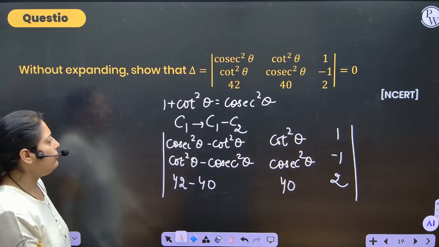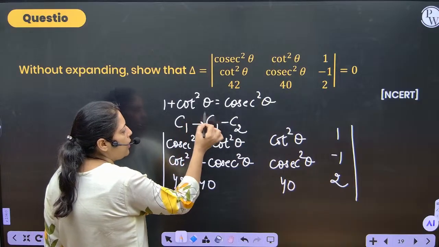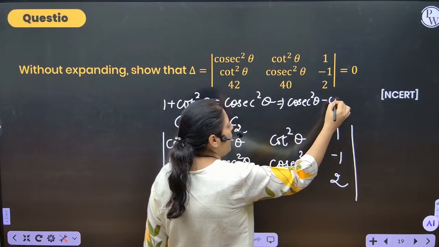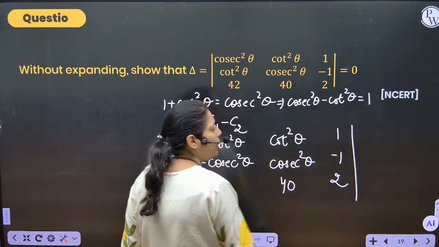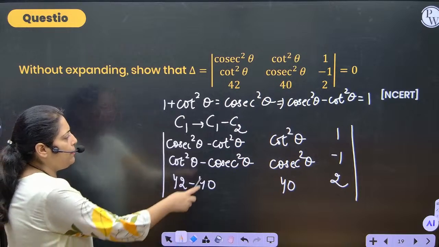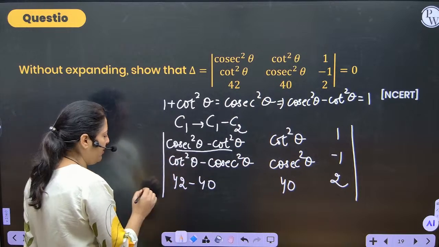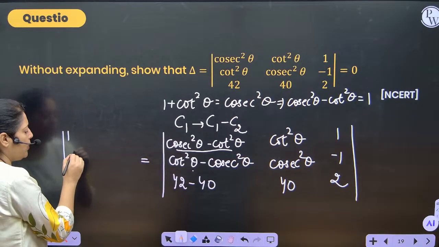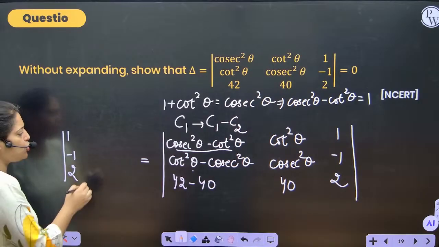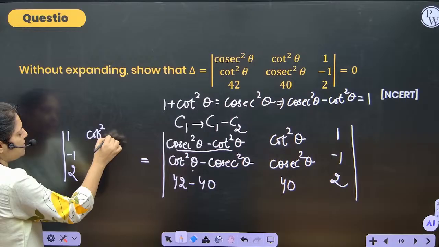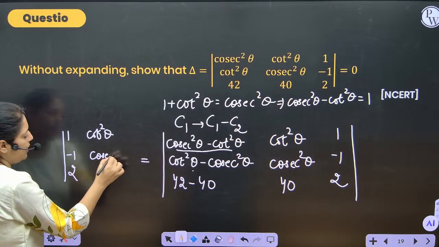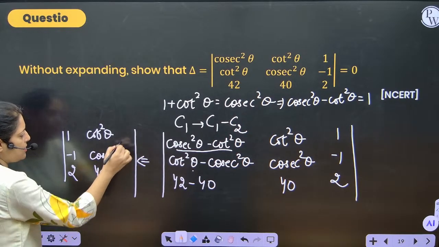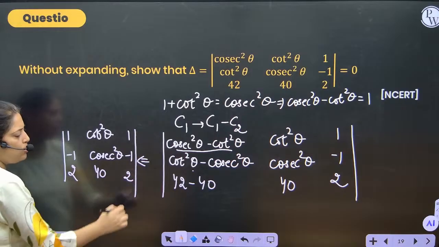Alright. Now see, this cot square theta, if I take it to the right side, it will become what? Cosecant square theta minus cot square theta is nothing but equal to 1. Okay, so I can apply this rule over here. This will become 1. I am writing it here. 1. This will become minus 1, and 42 minus 40 is 2. Cot square theta as it is, cosecant square theta as it is, and 40 as it is. 1 minus 1 and 2 as it is.